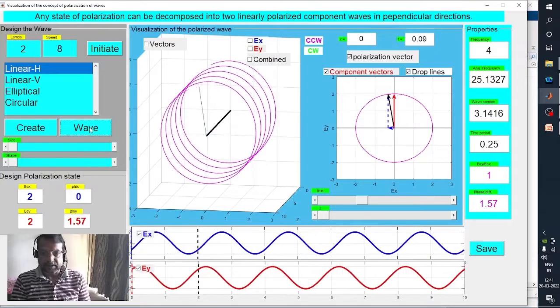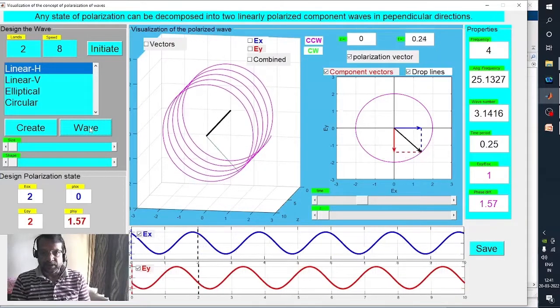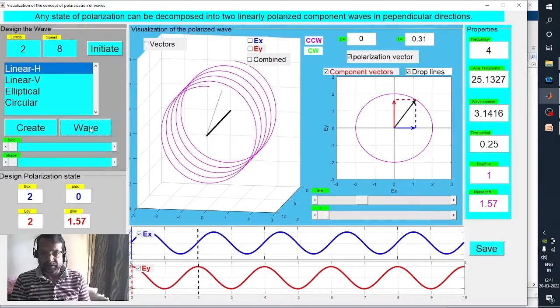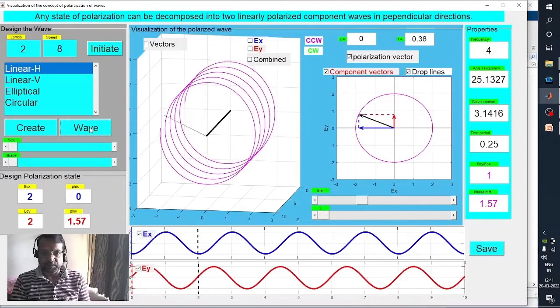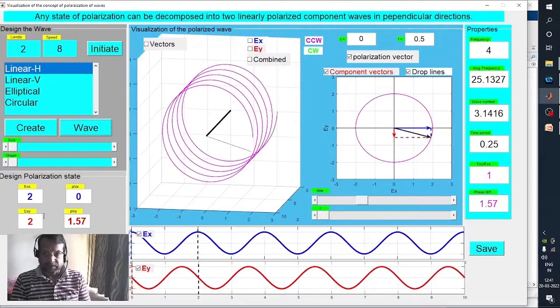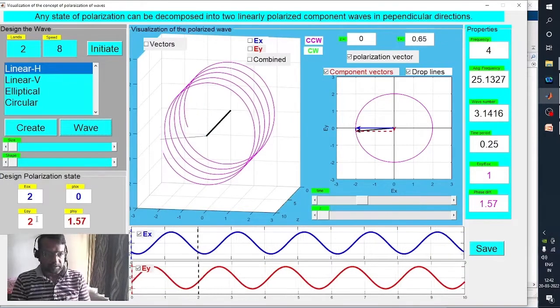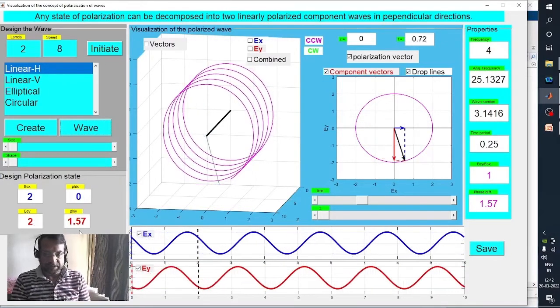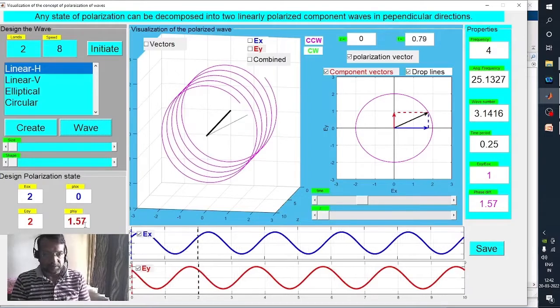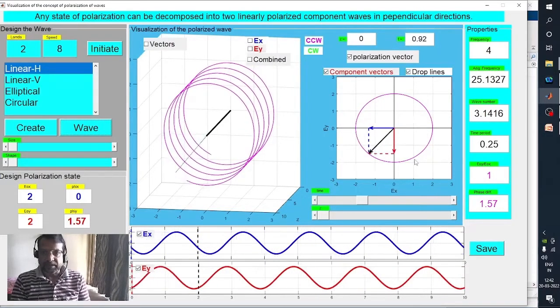So this is circularly polarized light, where the vector rotates in a counterclockwise direction, which is referred to as left circularly polarized light. For circularly polarized light, E0x and E0y must be equal, and the phase difference should be pi by 2 or 3 pi by 2. We are looking at a phase difference of pi by 2, which leads to a left circularly polarized light.